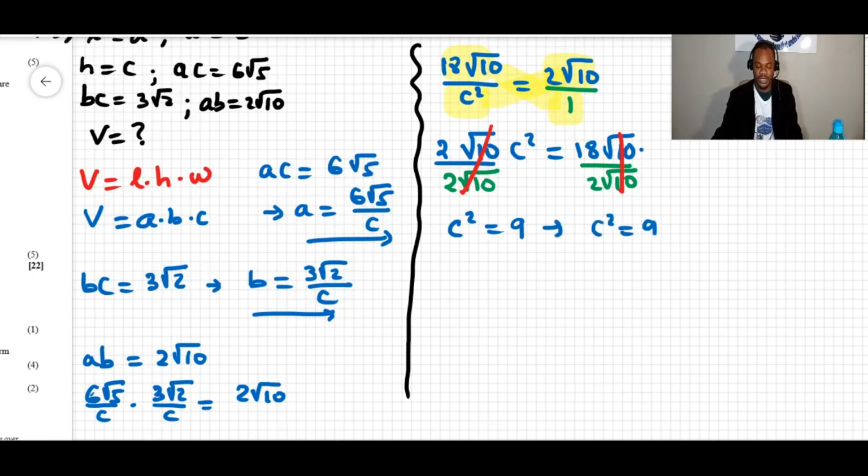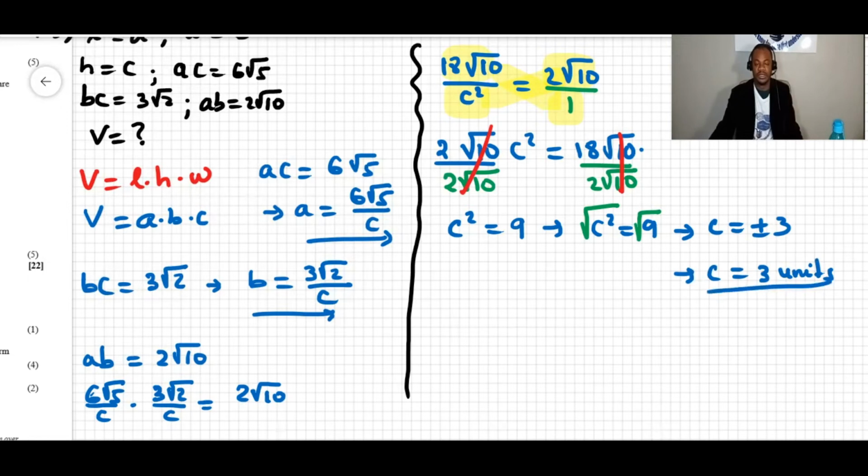C squared equals 9. Now we can work out C if we square root both sides, and then C will be equal to plus or minus 9, but excuse me, plus or minus 3. But because we're dealing with dimensions here, we don't need the negative sign, so the negative sign will be meaningless. We're just going to say C equals 3 units. Now we got C.